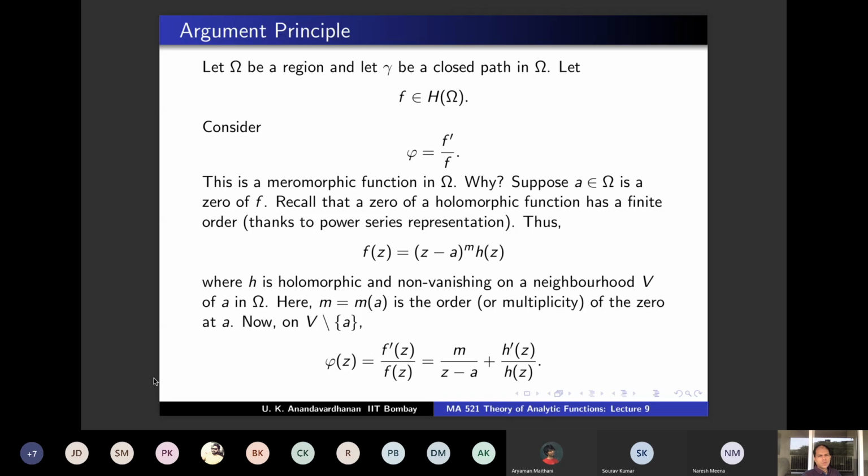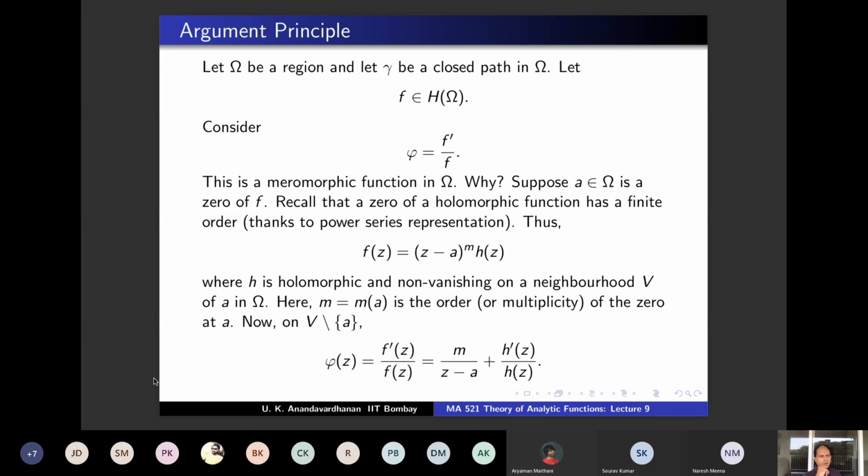So in order to apply the residue theorem, you need a cycle which is homologous to 0. We are going to apply the residue theorem to gamma. Gamma is a closed path. That's not enough for me to apply the residue theorem. So assume from now onwards that gamma is homologous to 0. And is that enough to apply the residue theorem to phi? Because for the residue theorem, you needed the cycle to be homologous to 0.